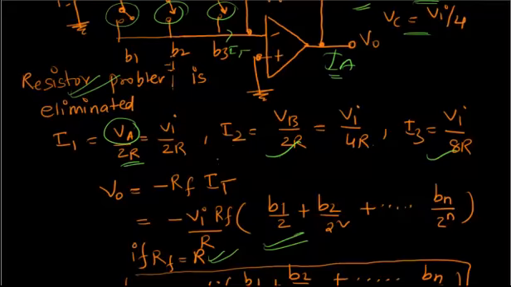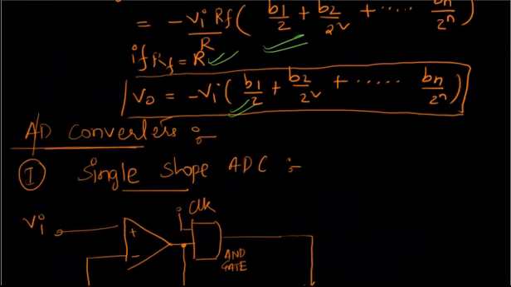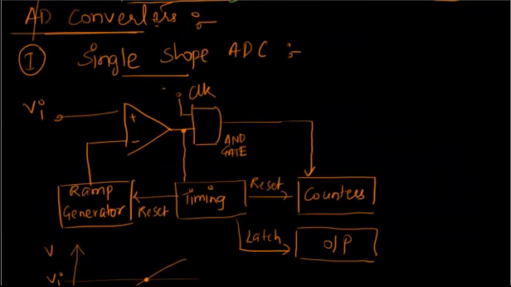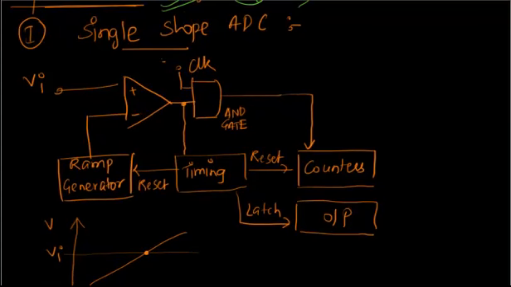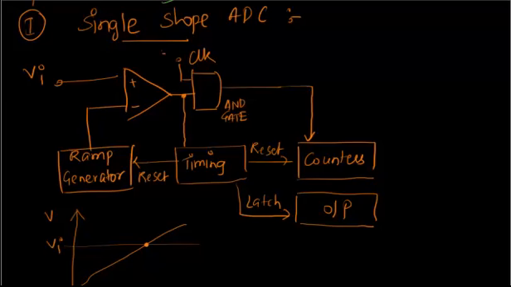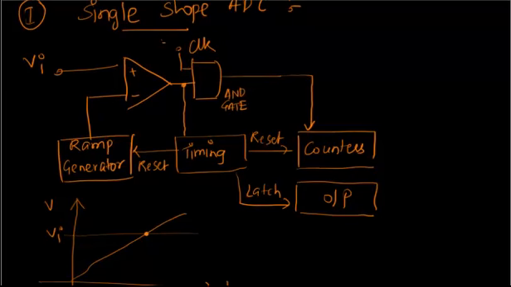Okay, now let us go to A to D converters. Till now we have discussed D to A. Now let us go to analog to digital converters. In these there are 4 methods. I'll discuss all of them one by one. In this lecture we will discuss only the first one, and in the next lecture we will discuss the other 3. The first one is called single slope ADC. I'll tell you why it is called a single slope ADC.